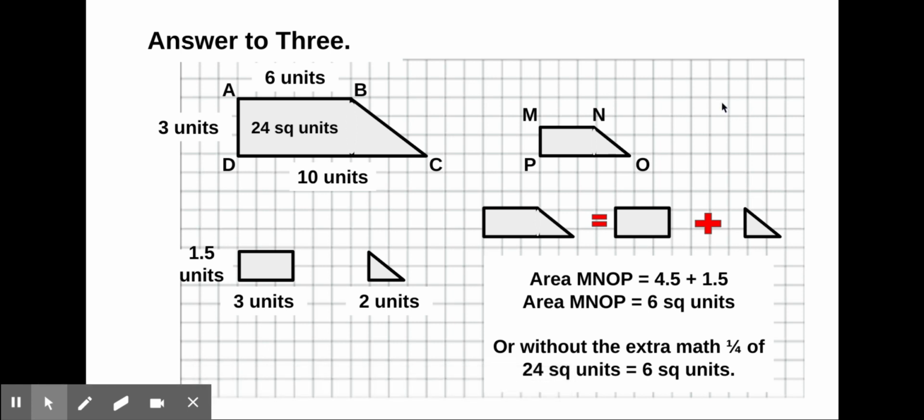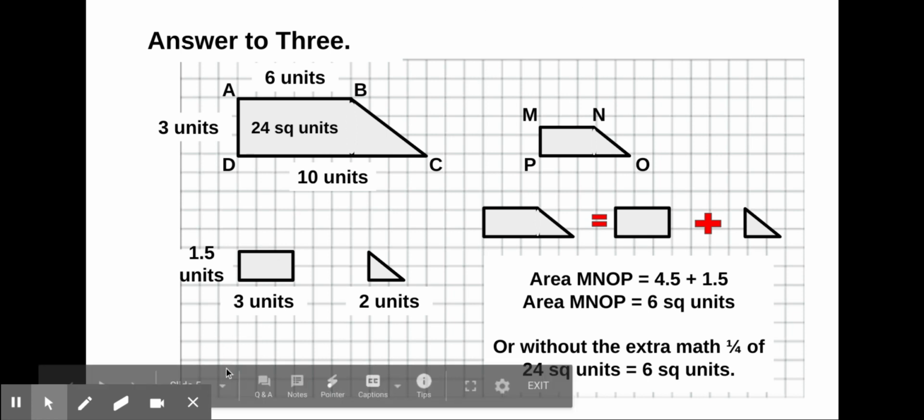Or if we think about what was in the notes from yesterday, that we said that when we cut something in half, the area became 1/4 of it. Because remember, we're talking a couple of extra dimensions here. And of course, 1/4 of 24 would have been 6 square units as well. So 2 different ways we could have done that one. All right, let's go to the last one here.